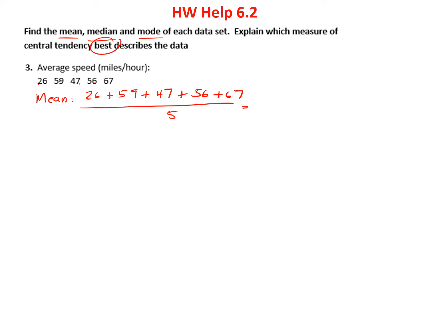And those add up to 255. And so divide that by 5. And our mean is 51, sometimes called the average.